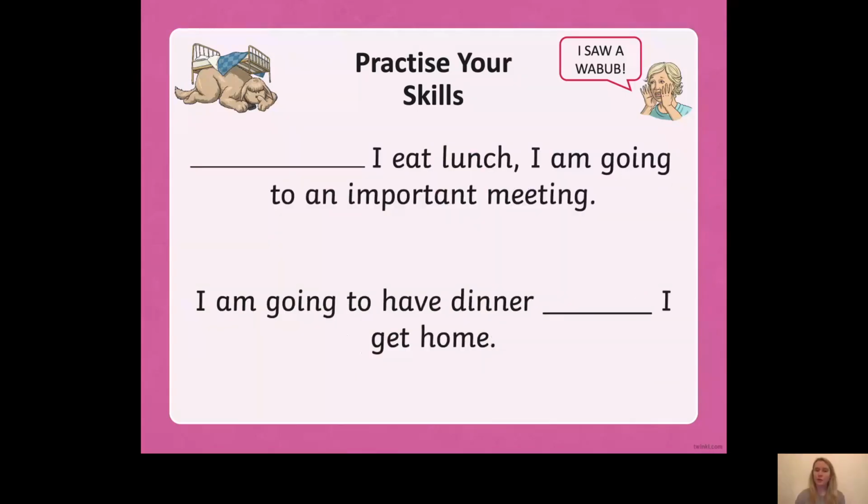Okay, here are two others. Now with these ones, you might be able to use more than one in these sentences. So I want you to have a go at saying them with each of the subordinating conjunctions and see if they make sense. Pause the video now and have a go. Okay, welcome back. So let's go through them.